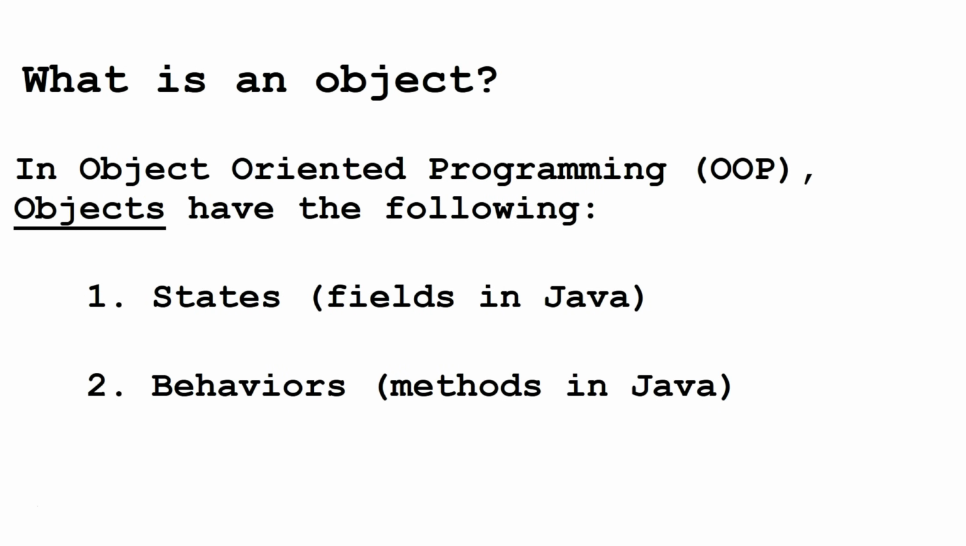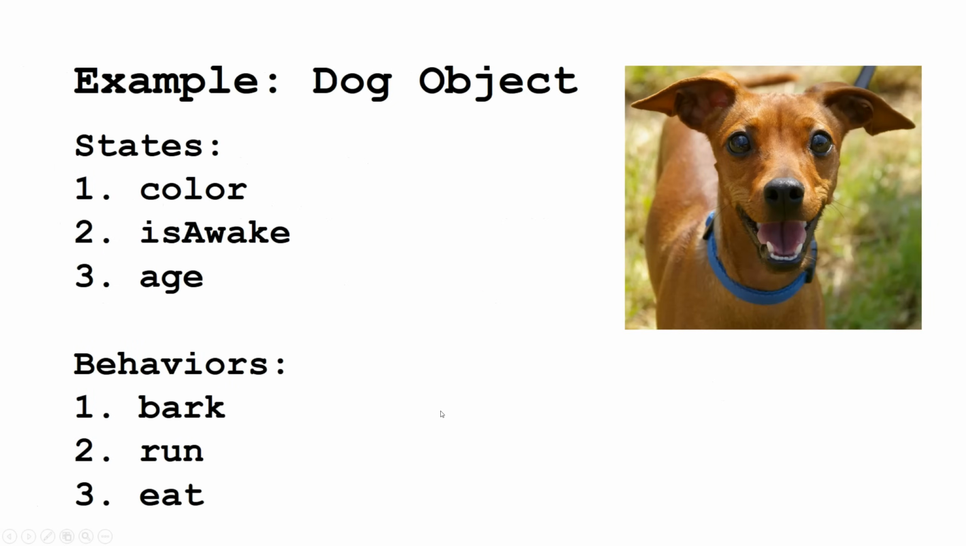So what is an object? In object-oriented programming, objects have states, and we do that with fields in Java, and they have behaviors, and we do that with methods in Java. So let's take an example of a real-world object that we might want to represent in programming. This dog has states: color, is it awake, and its age. And the dog also has behaviors like bark, run, and eat. The states would be represented by fields, the behaviors would be represented by methods.